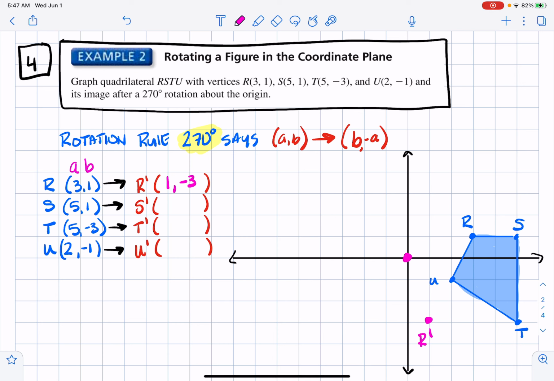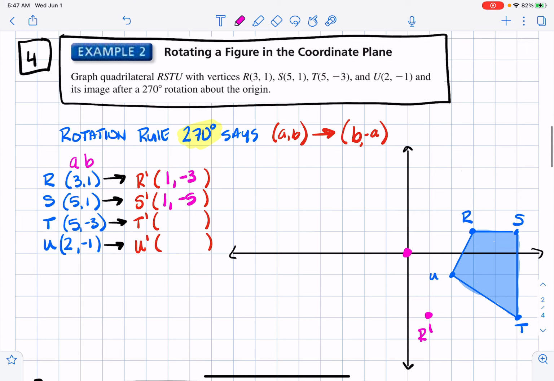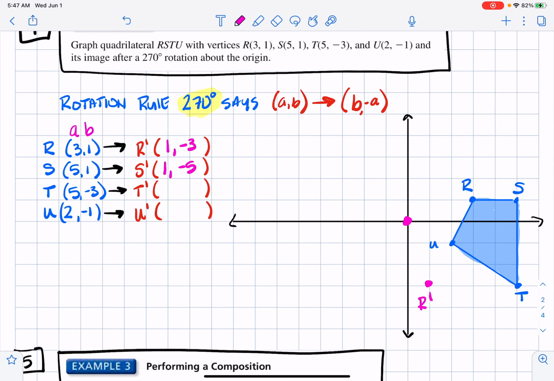S is (5, 1). Remember, the A is acting like the 5, the B is acting like the 1. So we're going to change that into (1, -5). Okay, so (1, -5) looks like this. So 1, 1, 2, 3, 4, 5. That'd be this one right here, and that would be S prime.